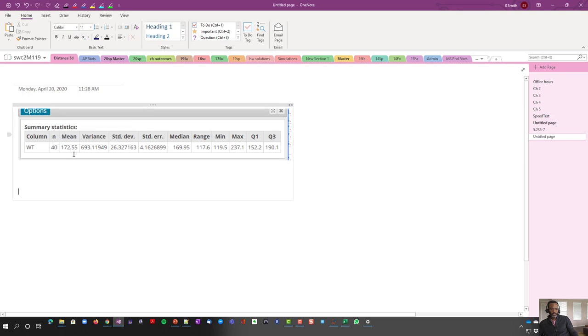equal to 40, the mean was 172.55, 172 pounds, and the variance was what we see here, 693, and the standard deviation was 26.32.